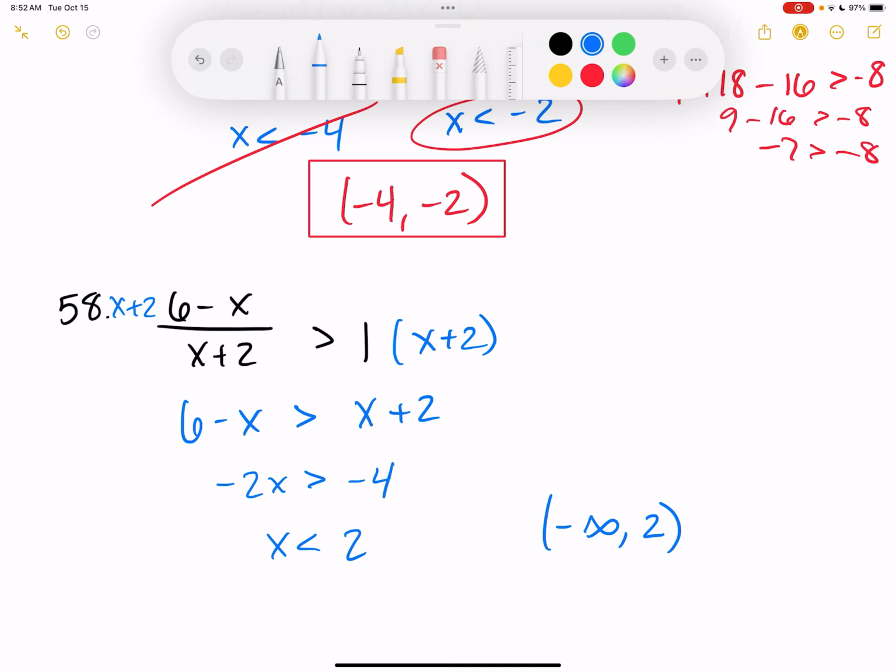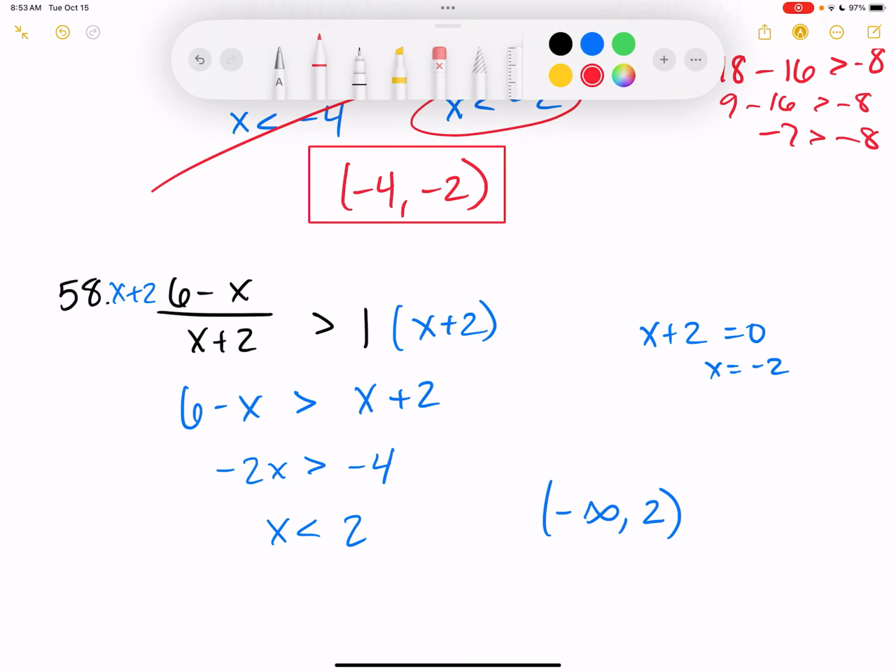Now, the other thing that we're going to potentially have a problem with, though, what can I not have in the denominator of a fraction? A 0. Is there anything that's going to cause a problem in this then? What would make this 0? Negative 2. Is that in this interval? Yes. So x plus 2 equal to 0, so x equals -2. So I need to go remove that from this interval.